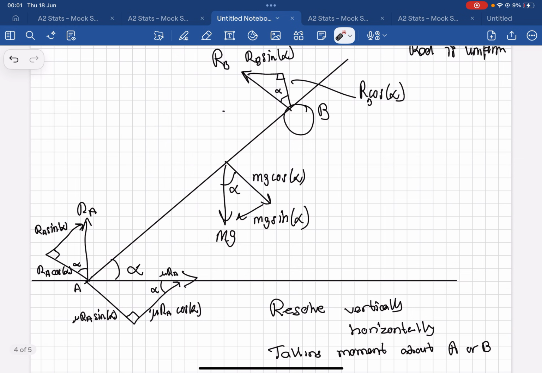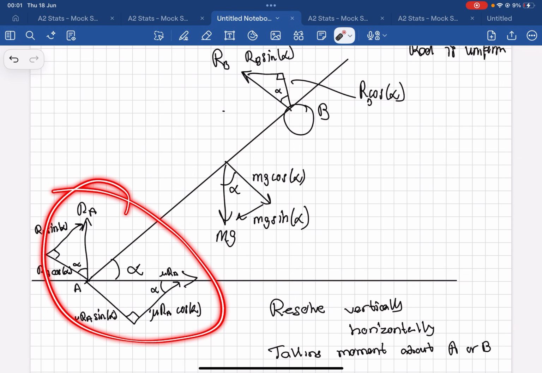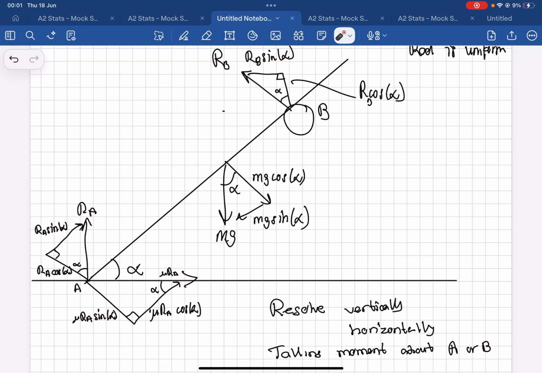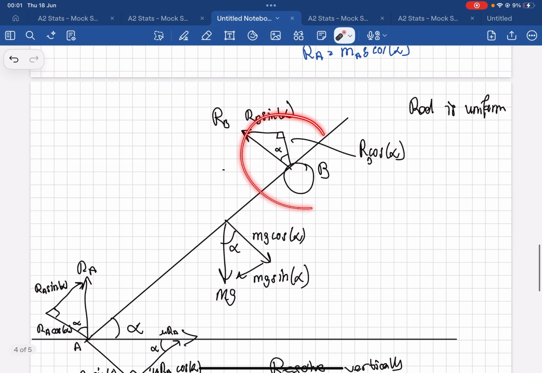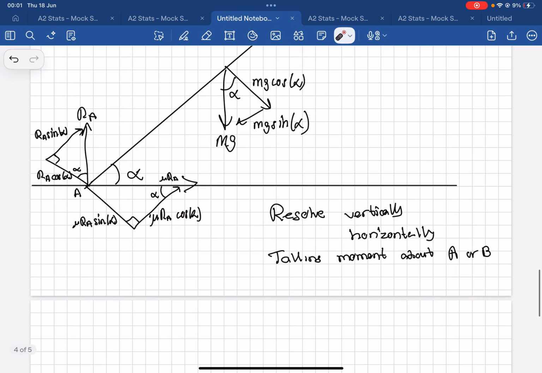Now if you take moments about A, your equation won't have anything in terms of the reaction at A, nor the friction, and if you take moments about B, you won't have anything about the reaction going up here. Why is that? If you take moments about B, your equation won't include any of these forces because the perpendicular distance from B to all these forces is just 0. So that's nothing. All good.